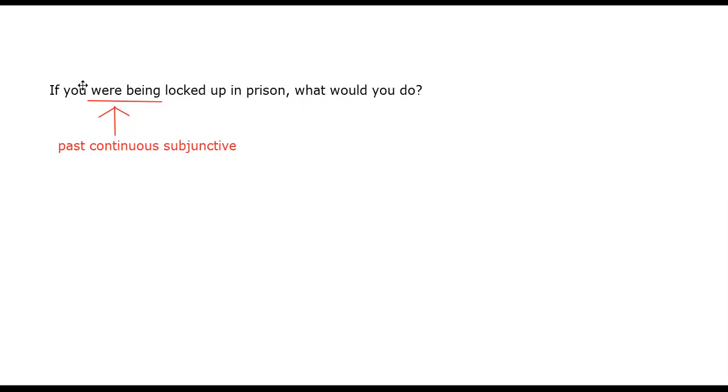And of course, if we wanted to change the subject of the sentence, we don't change the verb "were" to "was." So we could say, if he were being locked up in prison, what would he do? Or if she were being locked up in prison, what would she do? That's an imaginary situation where she's not actually being locked up in prison, but if she were, what would she do? So that's an example where "were being" could actually work.